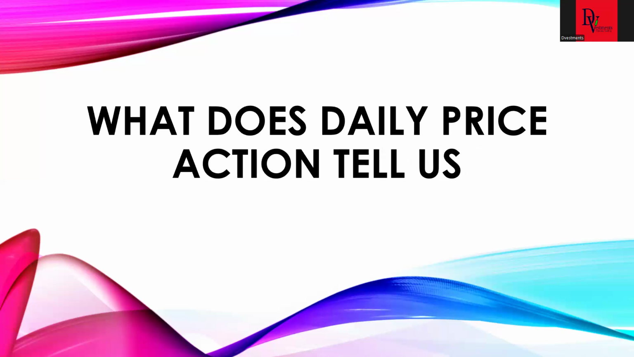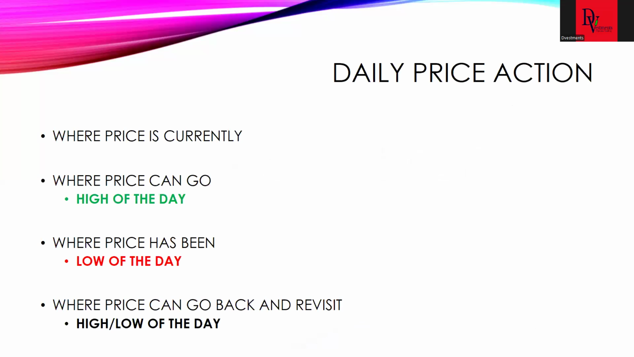All right. And what does the daily price action tell us? The price action tells us where price currently is, where price can go, which could be the high of the day, where price has been, which could be the low of the day, and where price can go back and revisit that high or the low of the day.